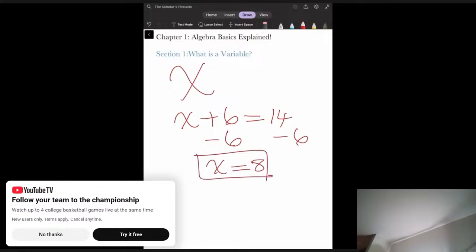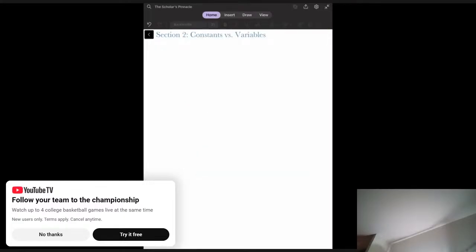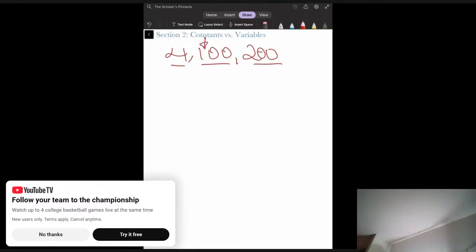That's right. Section 2, constants versus variables. What are these? A constant is a fixed value. For example, 4, 100, 2000. These are constants. They do not change unless you apply something to them to change. However, a variable in this case can change.